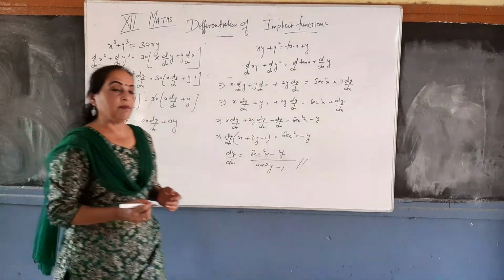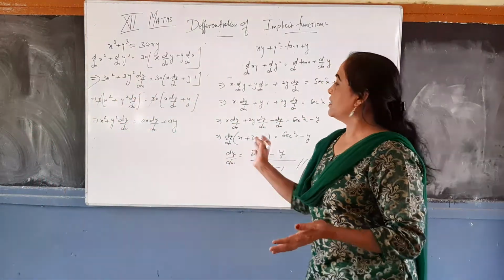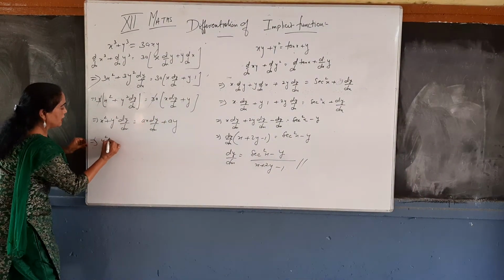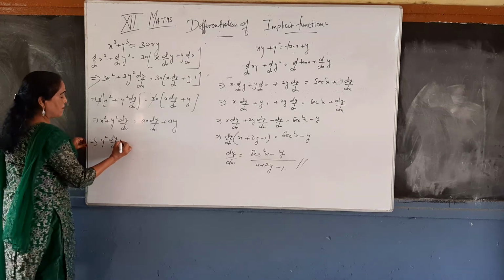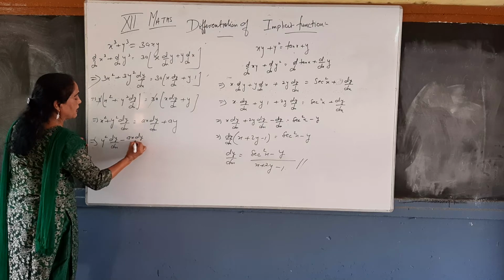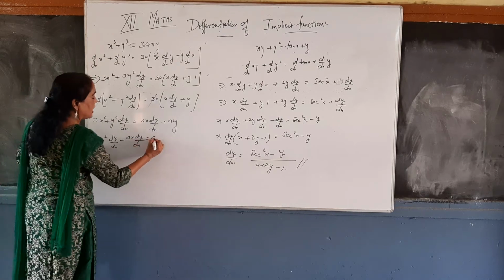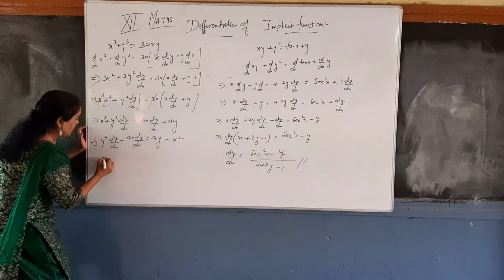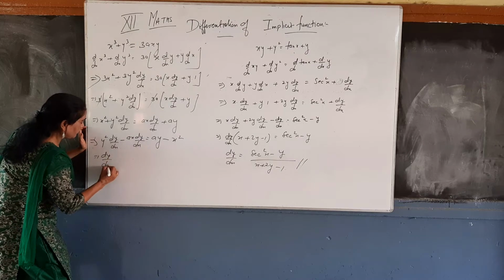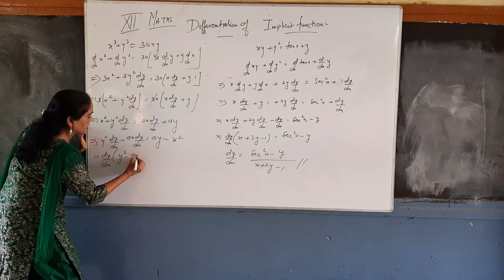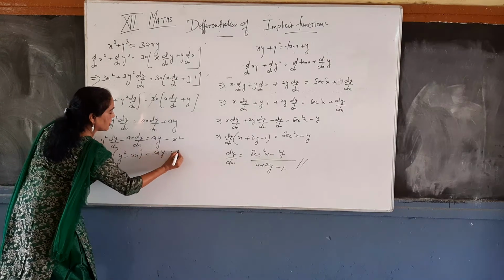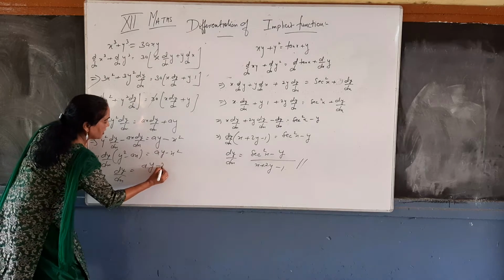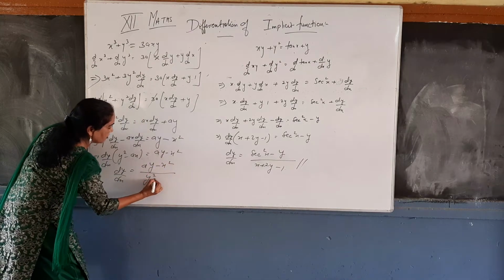Now in the same way, we will bring dy by dx to one side and take the other terms to the other side. So bring dy by dx this side. We will get y square dy by dx minus ax dy by dx equal to ay minus x square, taking this x square to the other side. Now from here take dy by dx common, so y square minus ax, it is equal to ay minus x square, or dy by dx equals ay minus x square upon y square minus ax.